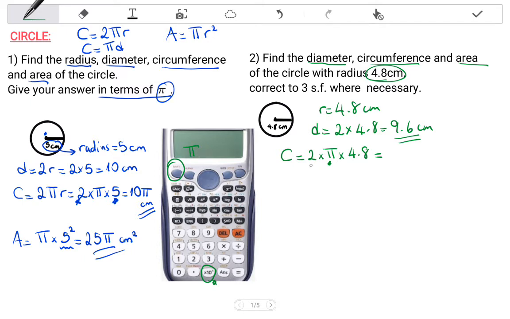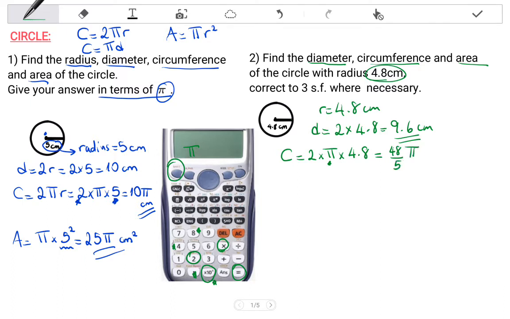Then for our calculation, you can do it. So let's do it together. Press 2, then times, then shift, then times 10 to the power of x, and pi appears on your display. Then continue with times and write 4.8 and press equal sign. And on your display you will have a value 48 over 5 pi.